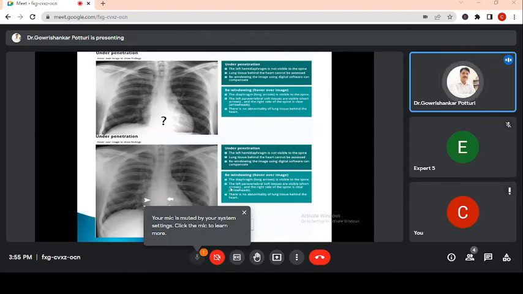In under penetration, the left hemidiaphragm is not visible to the spine. See, the spine is not clearly seen. Lung tissue behind the heart cannot be assessed. Re-windowing the image using digital software will compensate. What is re-windowing? Here the diaphragm is visible to the spine. The left paraventricular soft tissues are visible. There is no abnormality of the lung tissue behind the heart.